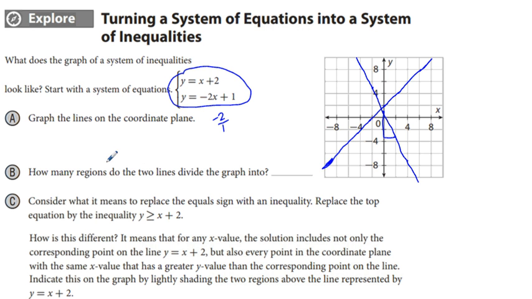How many regions do the two lines divide the graph into? Well, that'll be 4 regions total. Now, part C, consider what it means to replace the equal sign with inequality. Replace the top equation by the inequality y is greater than or equal to x plus 2. And for that, I'm going to take this top equation and draw a solid line over that.